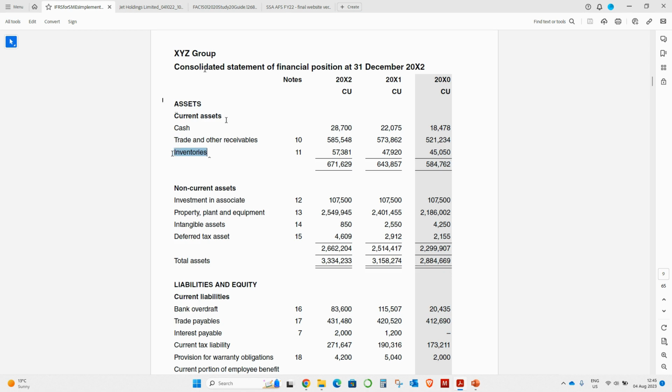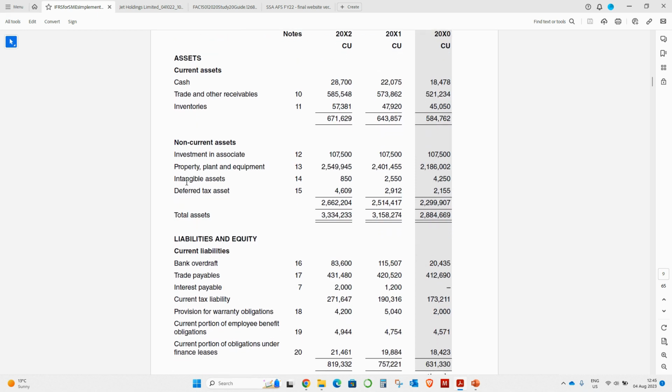And also inventories. Inventory is basically your stock. You went and bought stock and it's sitting in here and you're gonna sell it. So the reason why it's an asset again is because you own it and you're also gonna get money in the future. And also, let's now look at your non-current assets.